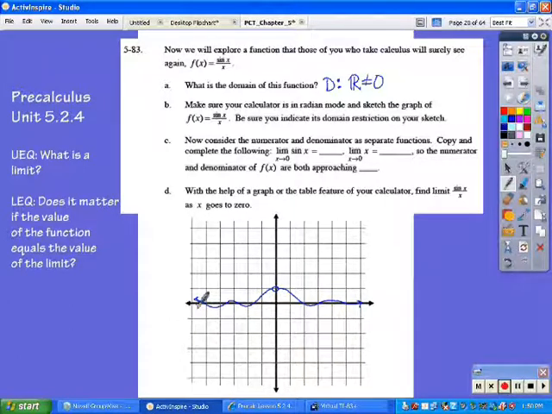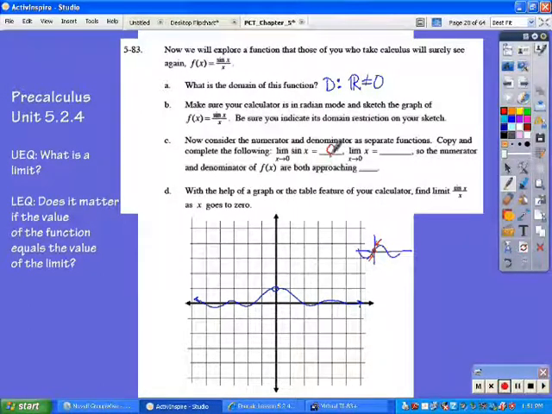Copy and complete the following. The limit of sine of x as x approaches 0. So if you think about what sine looks like, the sine graph looks like this. If I'm approaching 0 in a sine graph, from the left and from the right, my fingers meet, and the answer there is 0.